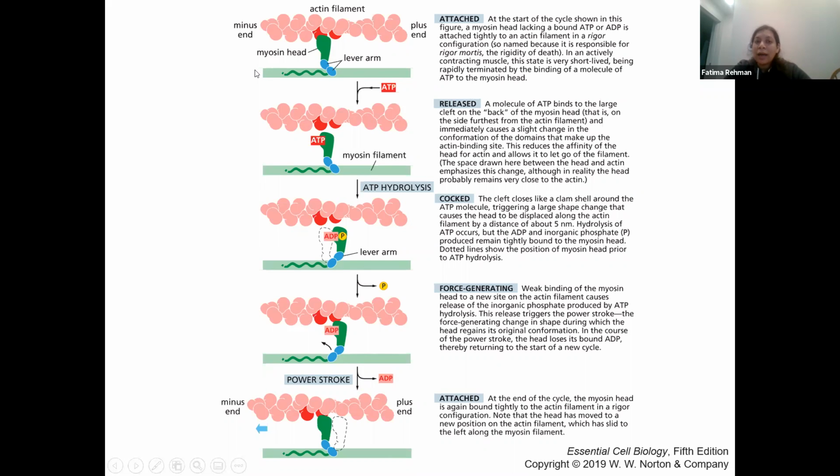So starting at the beginning, the myosin head is attached to the actin filament. It is released when ATP is bound to it. When the ATP is hydrolyzed, it goes back and binds to the next position on the actin filament, which causes it to get moved essentially. And then it will be back in its attached state once ADP is released, until the next ATP molecule comes in. Okay, questions about this?